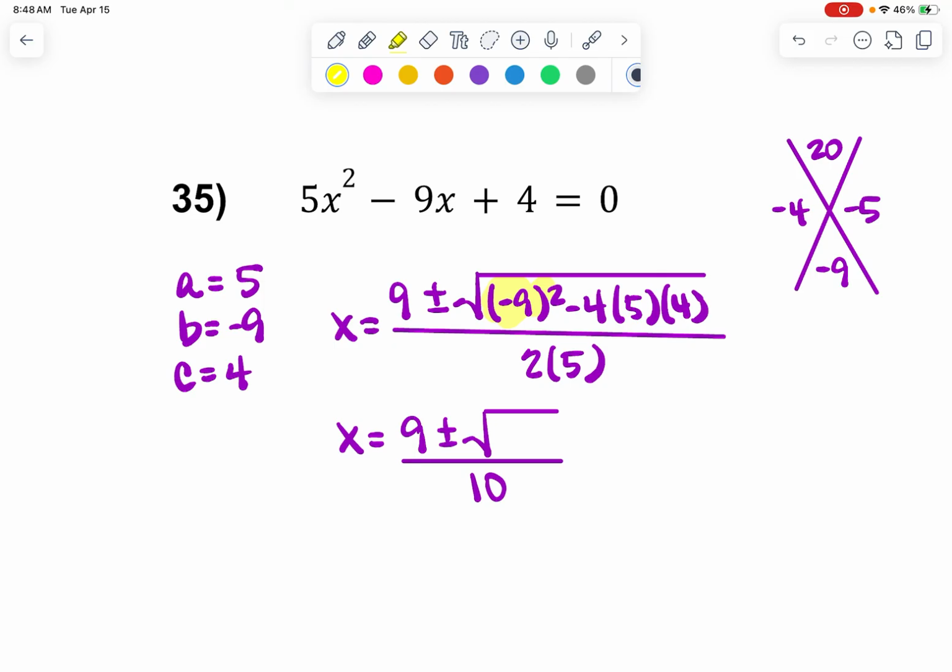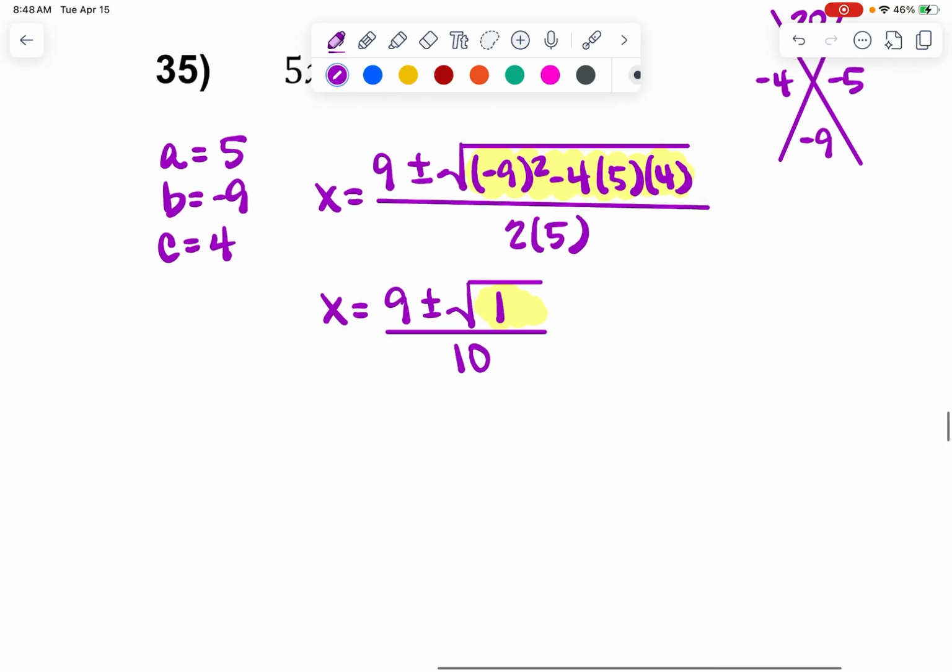And then I just go grab my calculator and I type all of that in to figure out what that single number underneath the radical actually is. So here we go, -9 squared minus 4 times 5 times 4. Oh, I'm getting 1. Right, which makes sense, right? We're getting 81 minus 80, so I get 1. And then we need to simplify the radical, and 1 is a perfect square.